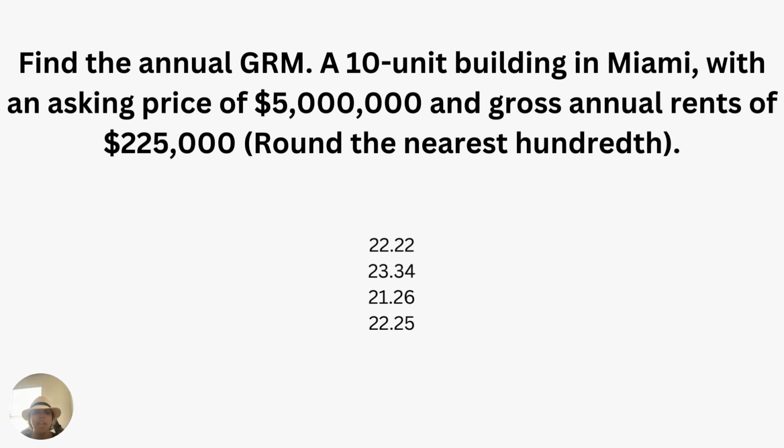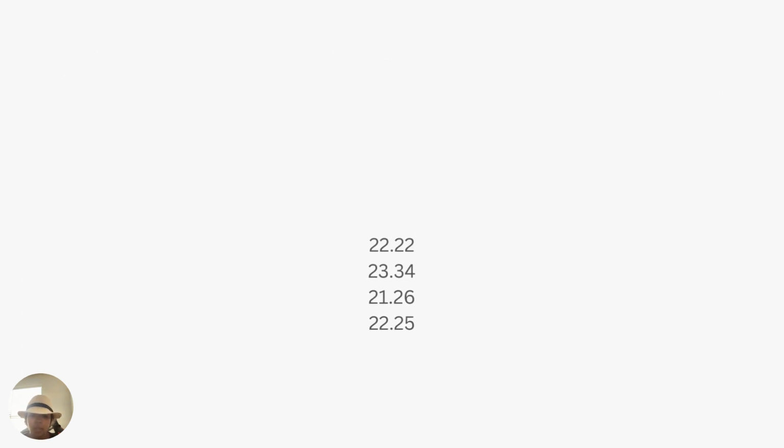Find the annual GRM, gross rent multiplier, of a 10-unit building in Miami with an asking price of $5 million and a gross annual rent of $225,000. Round to the nearest hundred. So what are we doing first, guys? What is the first thing that we're going to do? First things first.